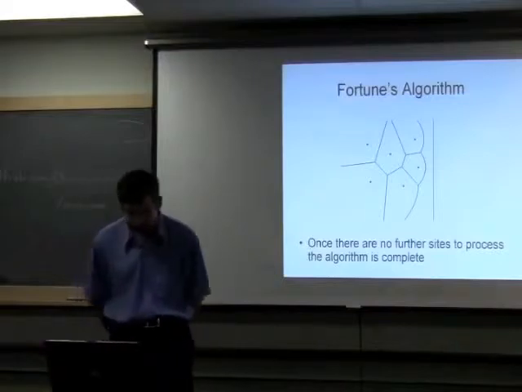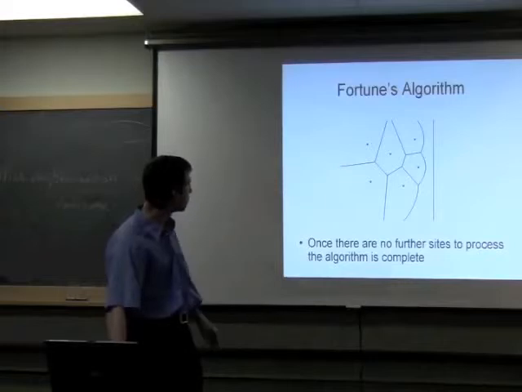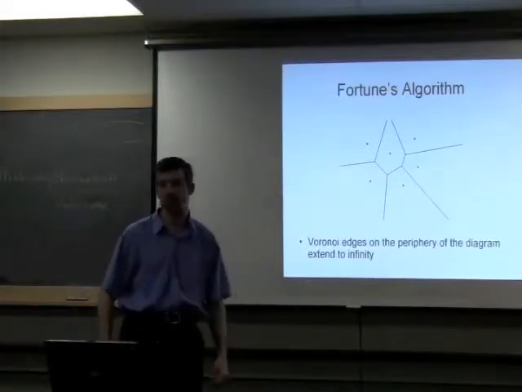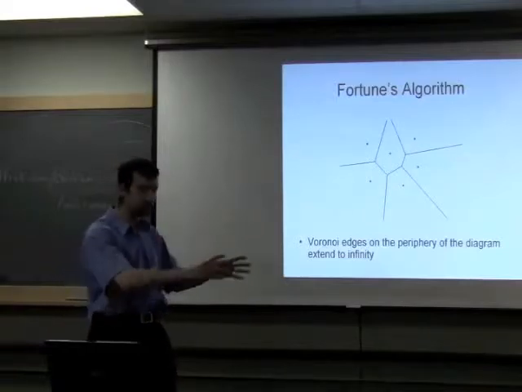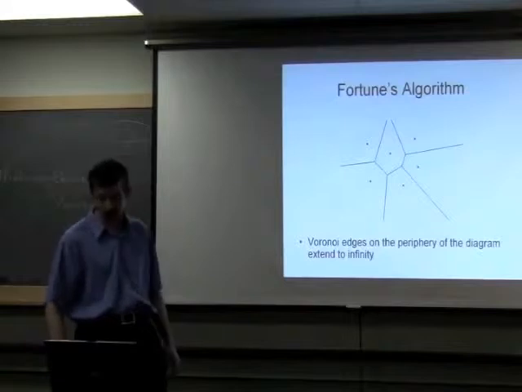So once there's no more sites, the algorithm is complete, and any incomplete Voronoi edge just goes out to infinity at that point. And the typical thing you would do is clip it so that you don't have infinities running around in your program.